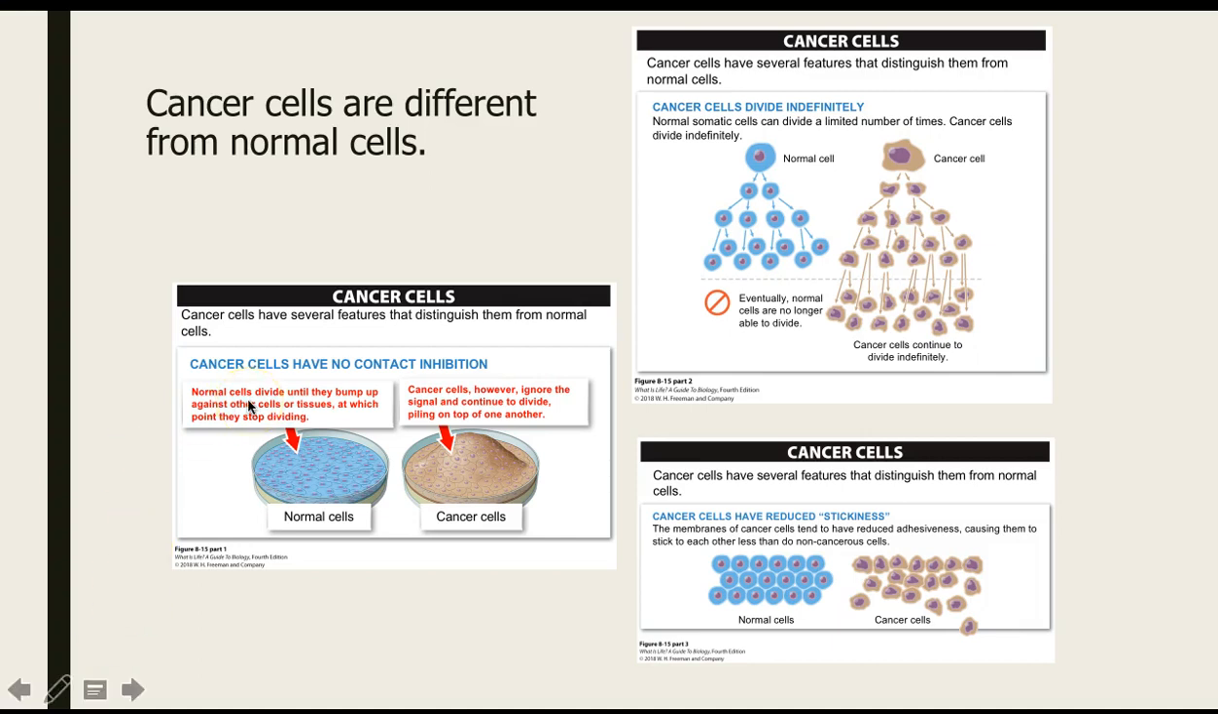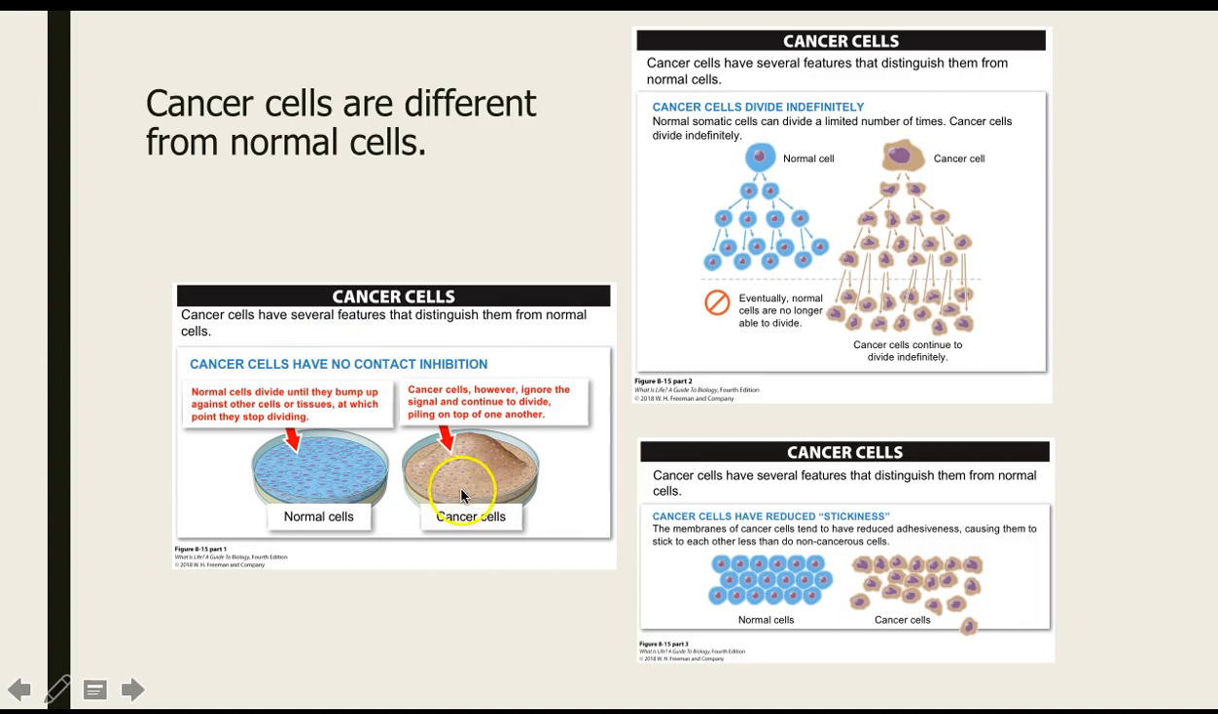The first characteristic that I'm going to talk to you about is that normal cells have something called contact inhibition. Contact inhibition, there's your term right there. Normal cells have contact inhibition. What that means is that when normal cells are in contact with each other, when they bump up against each other, they stop dividing. The cells in this petri dish will not divide because they're touching each other and they're normal cells. However, cancer cells have no contact inhibition.